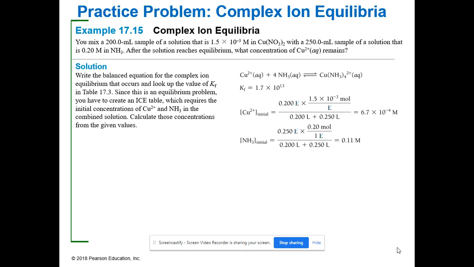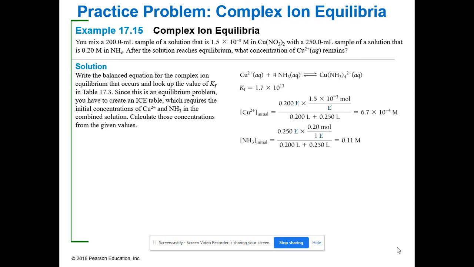You need to do the same thing with your ammonia. So your ammonia, we had 250 mils, which is 0.25 liters. Multiply that by 0.2 moles per 1 liter, because that was the initial concentration. That will give us moles on top, and we're going to divide that by the total volume. So we get 0.11 molar is our initial ammonia concentration.